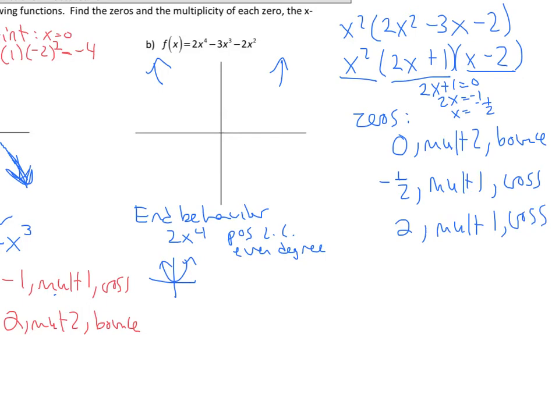And so now I plot my points. Oh, and we also need the y-intercept. The y-intercept is when I plug in 0 for x. And if I plug 0 in for x up here, I'm just going to get 0. So 0, 0 is going to be both an x and y-intercept. And then negative 1/2 and positive 2. Those are my 3 x-intercepts.